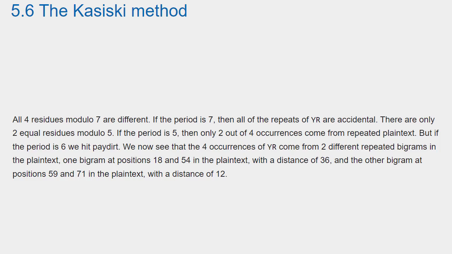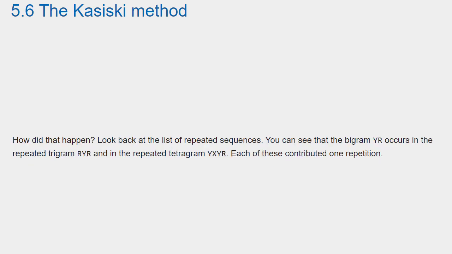But if the period is 6, we hit pay dirt. We now see that the 4 occurrences of YR come from 2 different repeated bigrams in the plain text, one bigram at positions 18 and 54 in the plain text, with a distance of 36, and the other bigram at positions 59 and 71 in the plain text, with a distance of 12. How did that happen? Look back at the list of repeated sequences. You can see that the bigram YR occurs in the repeated trigram RYR and in the repeated tetragram YXYR. Each of these contributed 1 repetition.